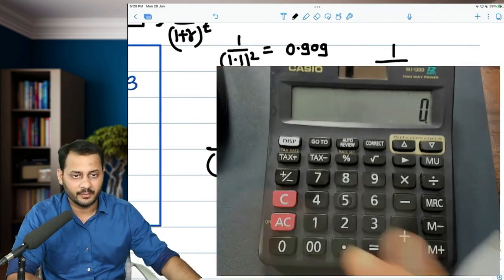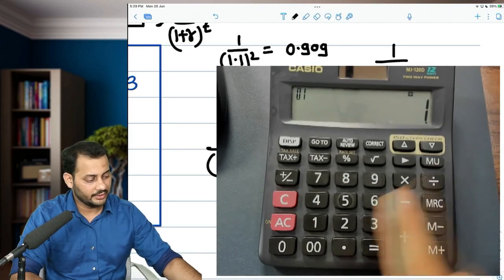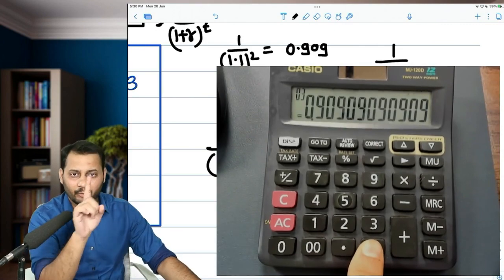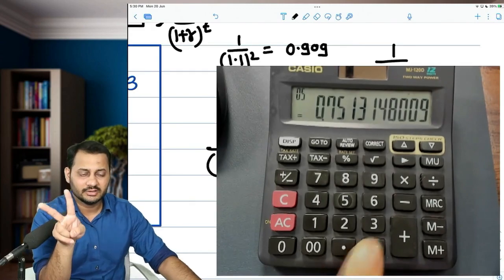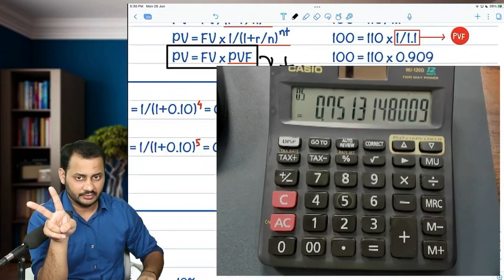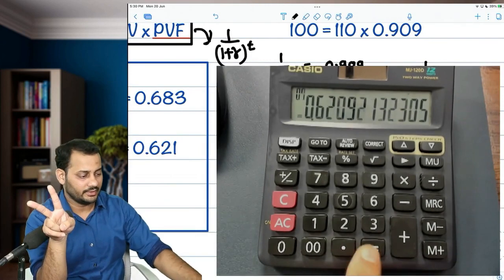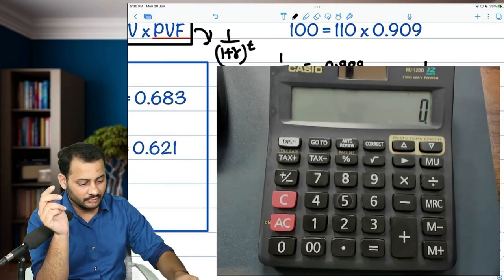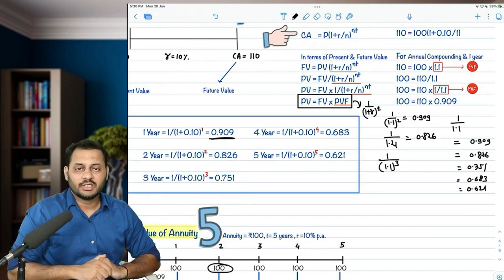See, I will show you here. 1 divided by 1.1. Now press equals to, for the first time you will get 0.909. Again press equals to, you will get 0.826. This is second year. Again 0.751. You see, 0.751 for the third year. Now if you press equals to, again 0.683. If you press equals to, again 0.621. See, getting it? So it all can be done on the calculator easily. So this is how we calculate the present value.